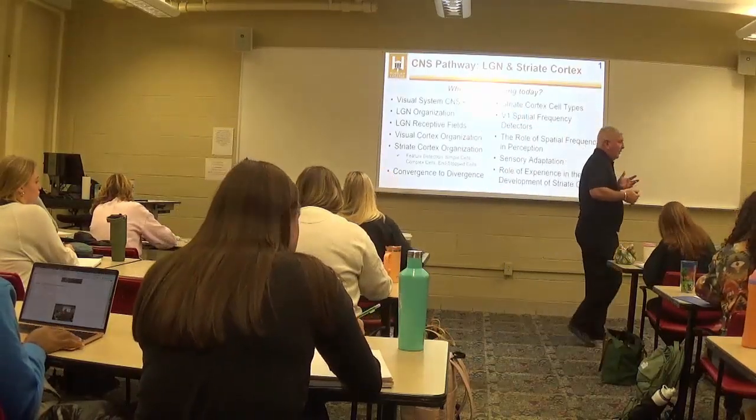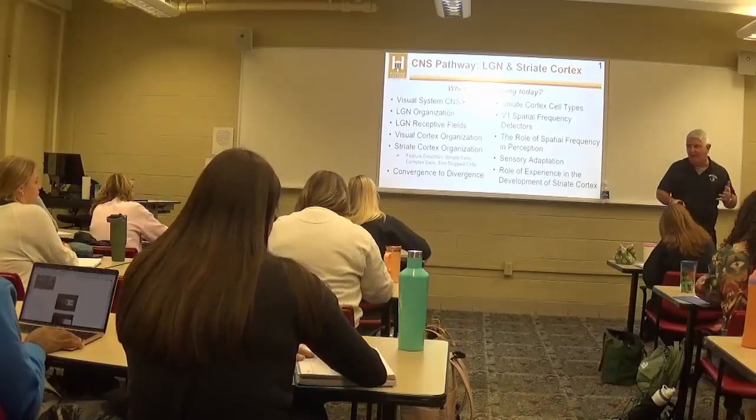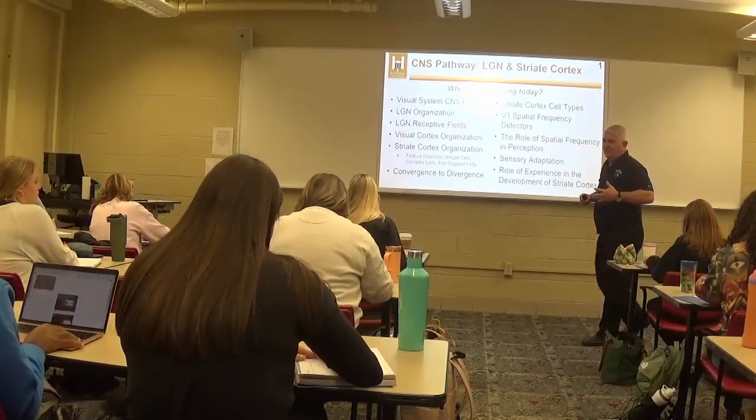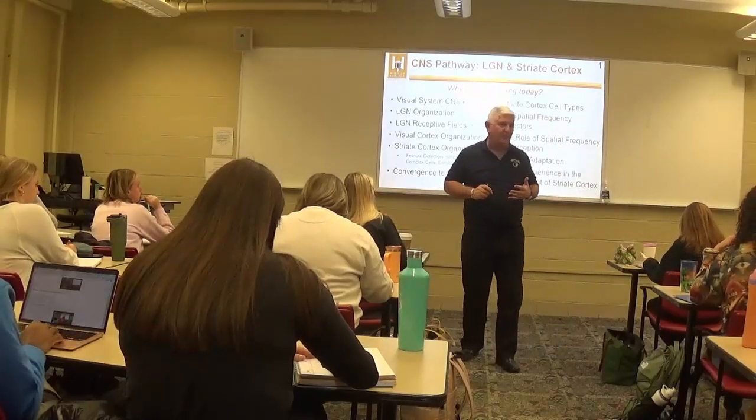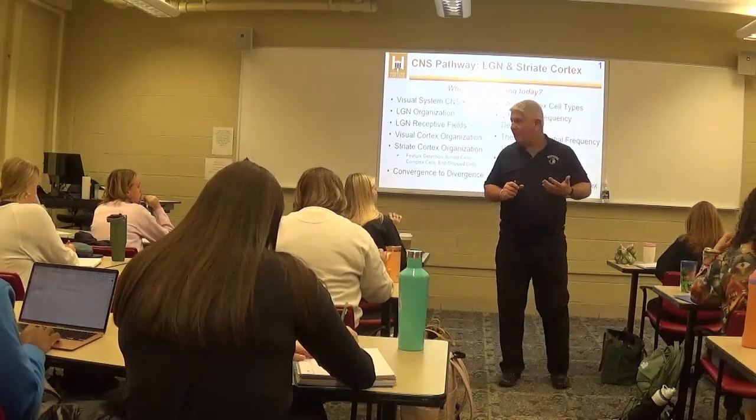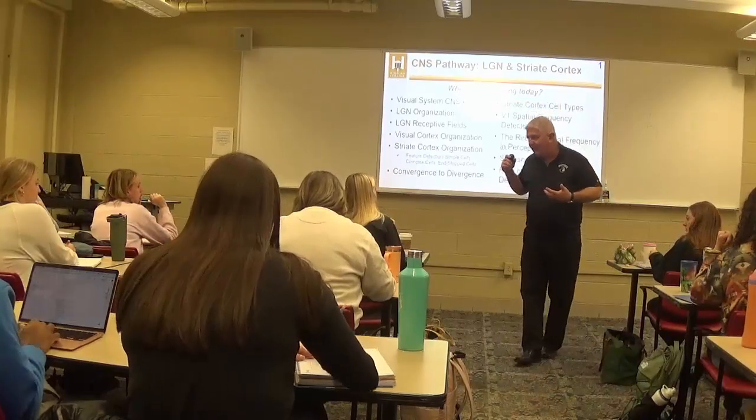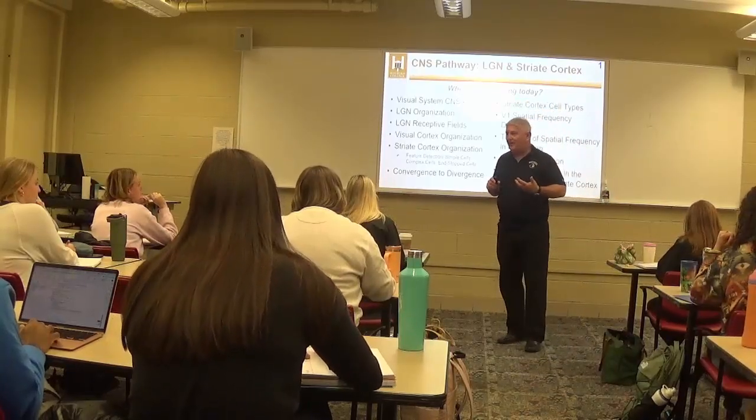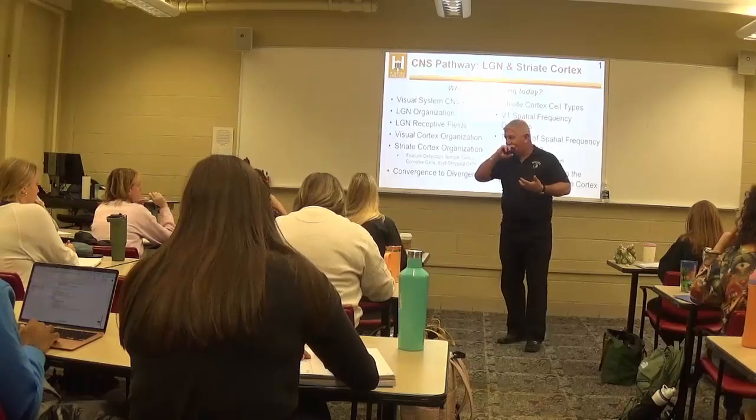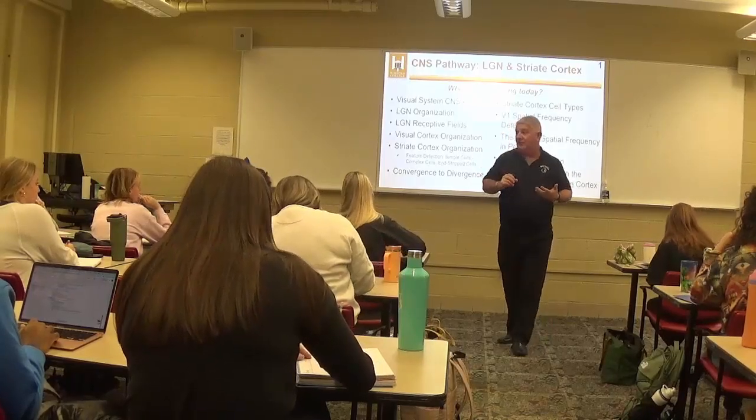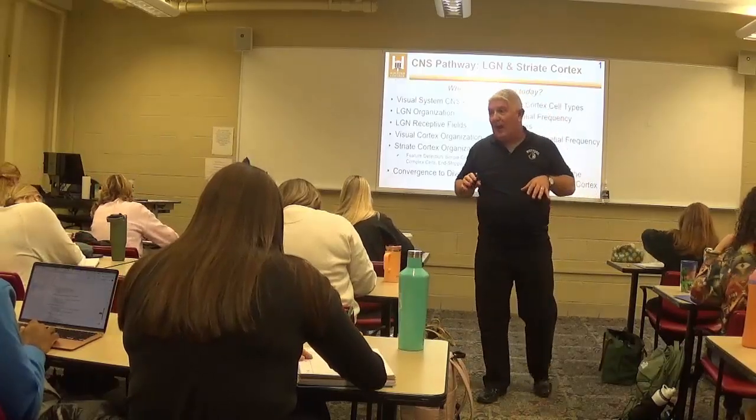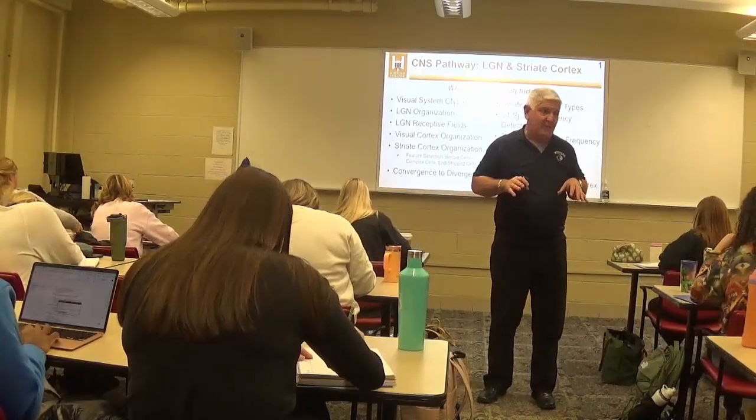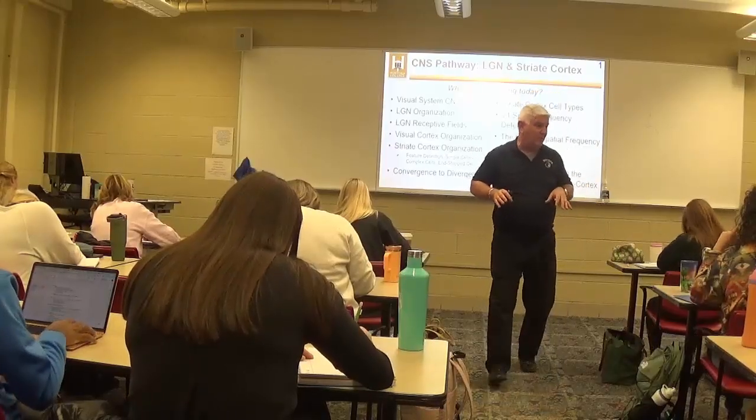So who can tell me what the role is of horizontal cells? Horizontal cells in the retina. What do they do? What's that, Lily? They make the edge sharper, and how do they do that? Lateral inhibition, right? So horizontal cells are responsible for lateral inhibition. Why do we need lateral inhibition? To make edges stand out more, right?